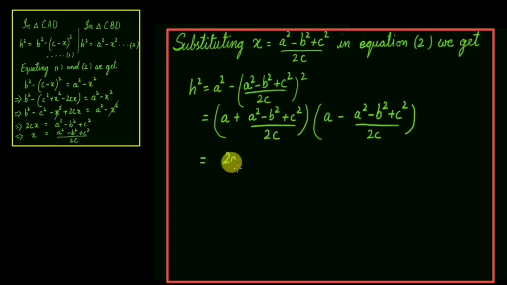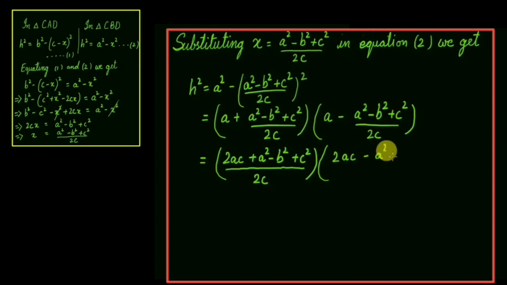So now we can take 2c as the denominator, so we get in the first bracket (2ac plus a square minus b square plus c square) by 2c, and in the second bracket we'll get (2ac, and since we have minus outside it becomes minus a square minus of minus b square, that is plus b square, minus of plus c square, which is minus c square) by 2c.